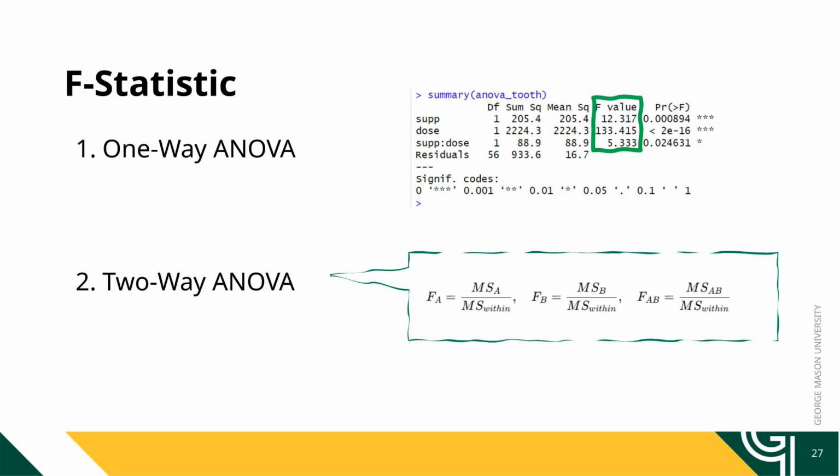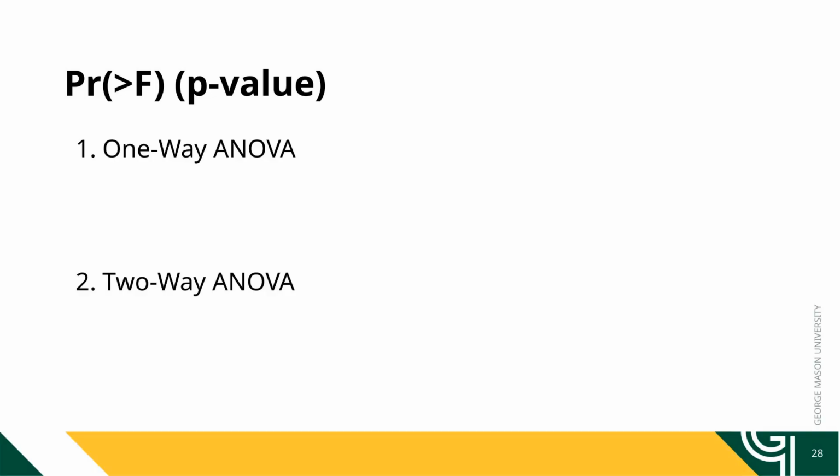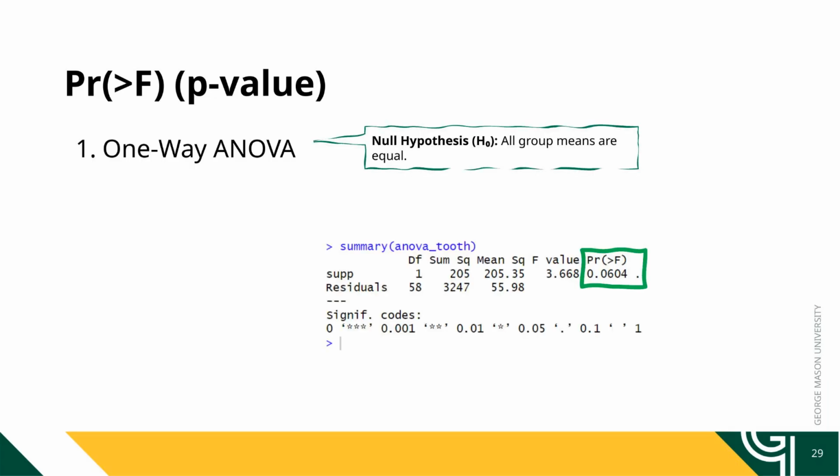The p-value in one-way and two-way ANOVA both indicates whether a statistically significant difference exists, but its context differs, affecting its interpretation. In a one-way ANOVA, the p-value tests whether any group means differ. The null hypothesis, H0, is all group means are equal. With a p-value of 0.0604, which is slightly above the 0.05 significance level, we fail to reject the null hypothesis.